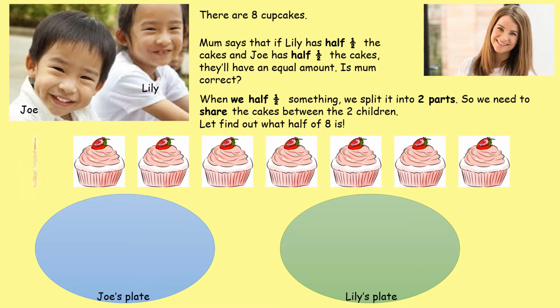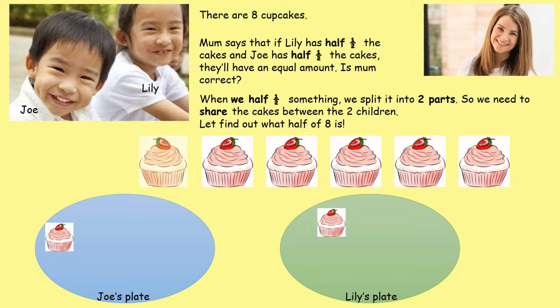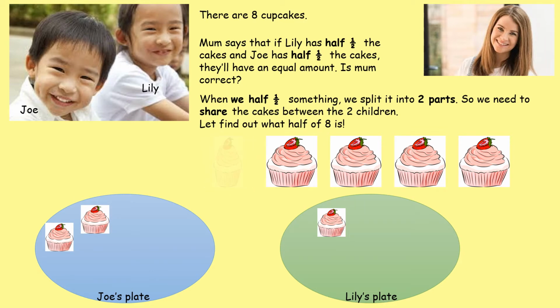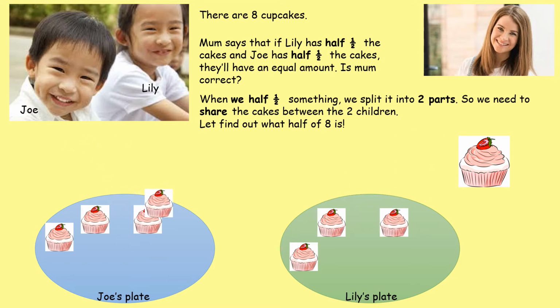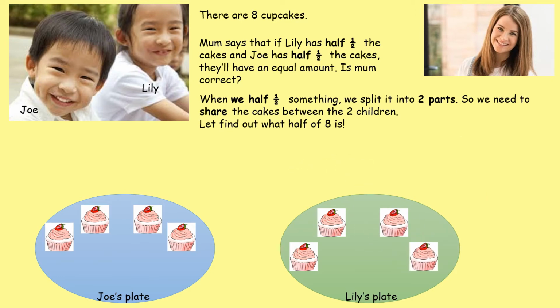Right, so one goes and is given to Joe, another goes and is given to Lily. We'll take one more and give it to Joe. We're sharing them equally, one at a time. We take the next one, give it to Lily. We take the next cupcake, we give it back to Joe. The next one goes to Lily, so it's fair and equal. Take that one, goes to Joe. Take the last one and we give it to Lily.